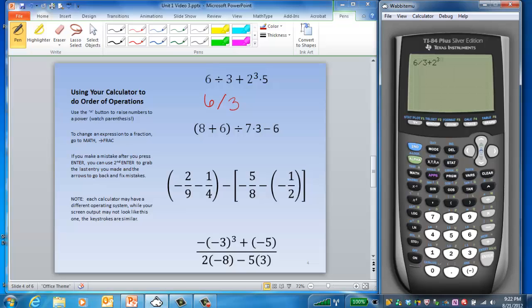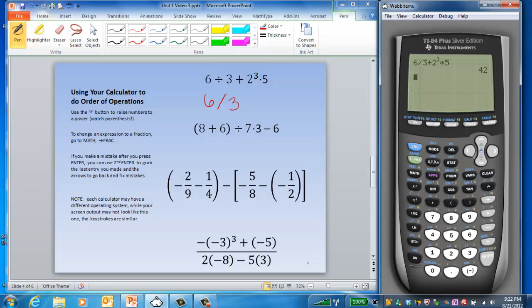The new operating system, though, this little arrow means, okay, get down from this exponent before you type anything. Hit the arrow out of it to get out of my exponent, and then multiply it by 5. Press enter, and it will give you the answer.